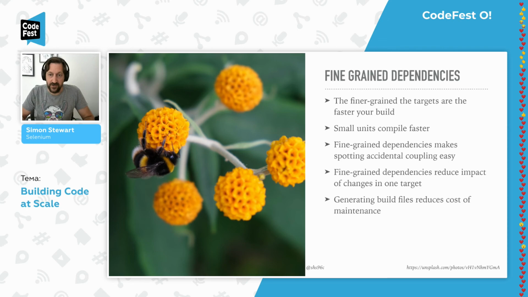And taking advantage of the ABI and similar things like that, you can reduce the amount of work that needs to be done per build. It also helps improve the quality of your code by enabling you to identify places where you've introduced accidental coupling.